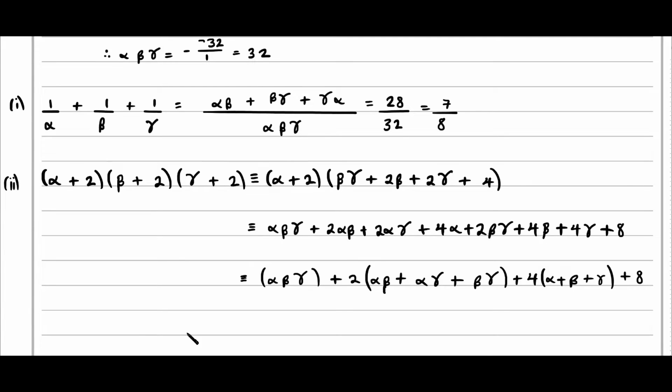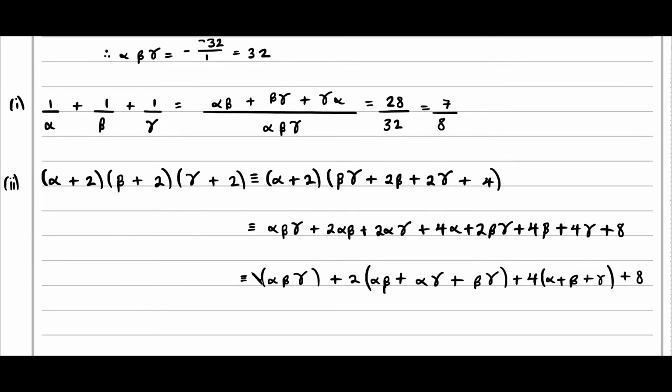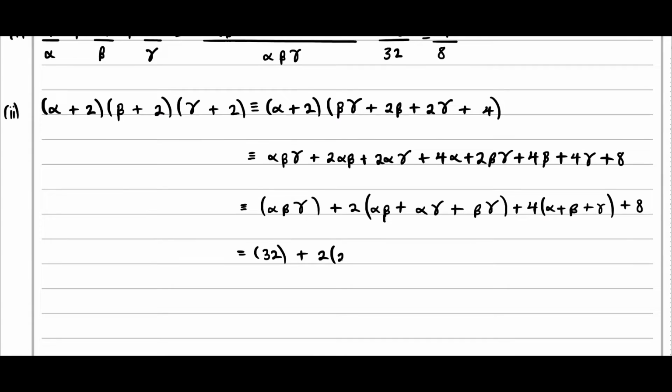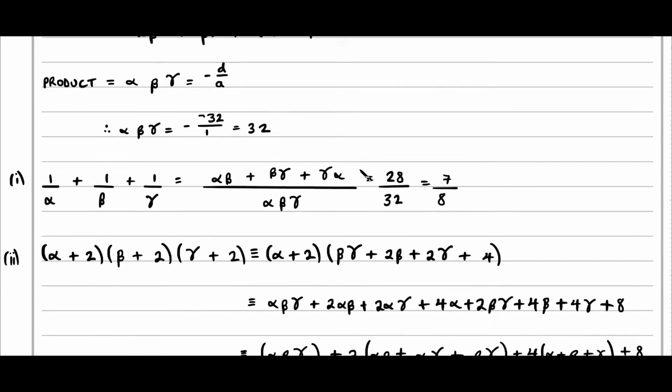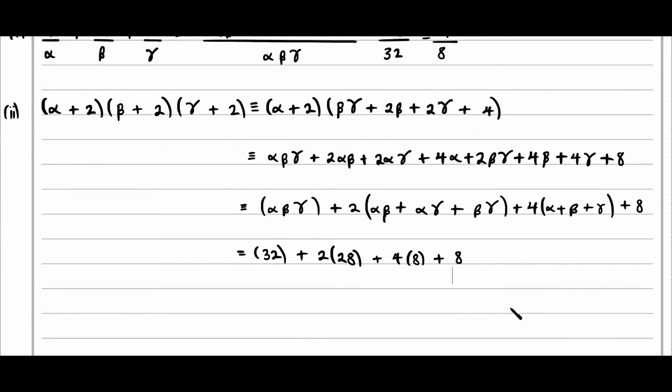So alpha beta gamma, we said that was 32. Then we have over here the pair sum, which we said was 28, times 2. Then we have 4 times alpha plus beta plus gamma, which was 8. And then we add on another 8. The result of this is 128.